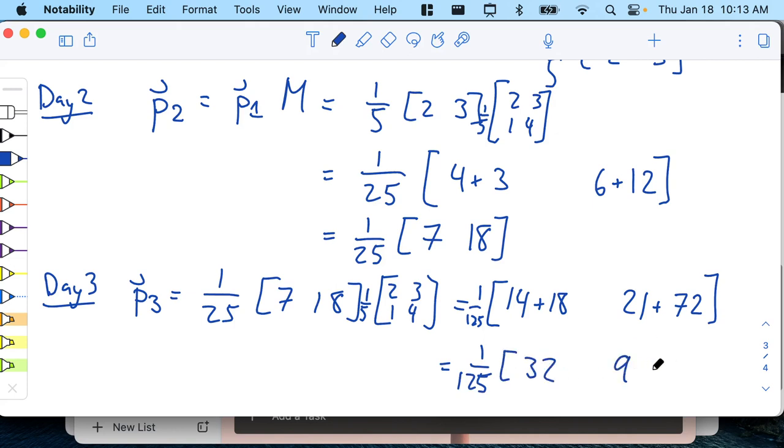And I guess the other one is 93. And if we did it correctly, it should add up to 1, right? So 32 plus 93 is 125. The 125 in front, it adds up to 1. Okay, so there we go. We found the day 3 probabilities starting from a rainy day. Any questions or comments about that one?